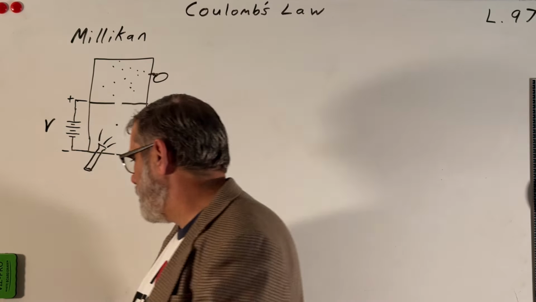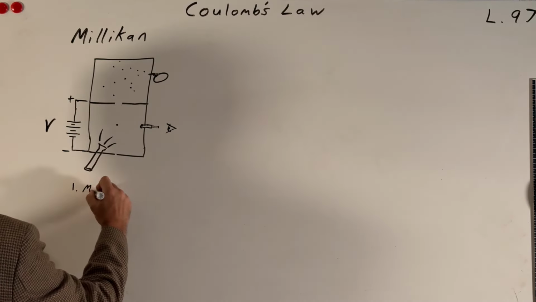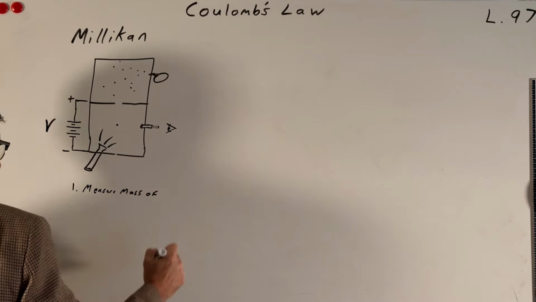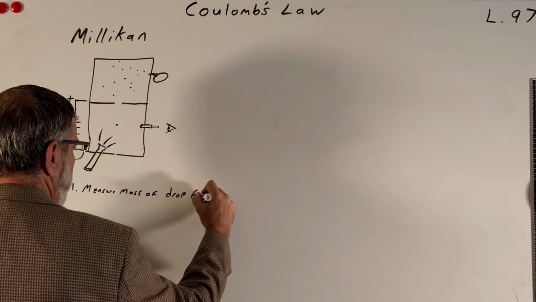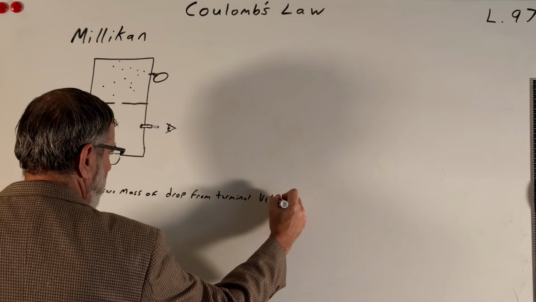The details are not terribly important. I can kind of outline it roughly here. 1, measure mass of drop from terminal velocity.